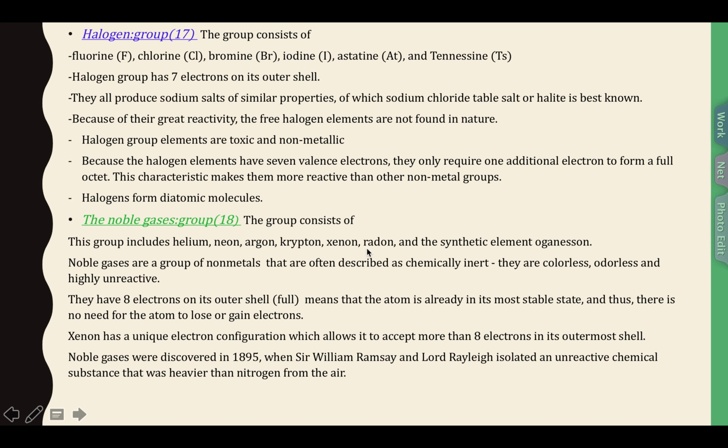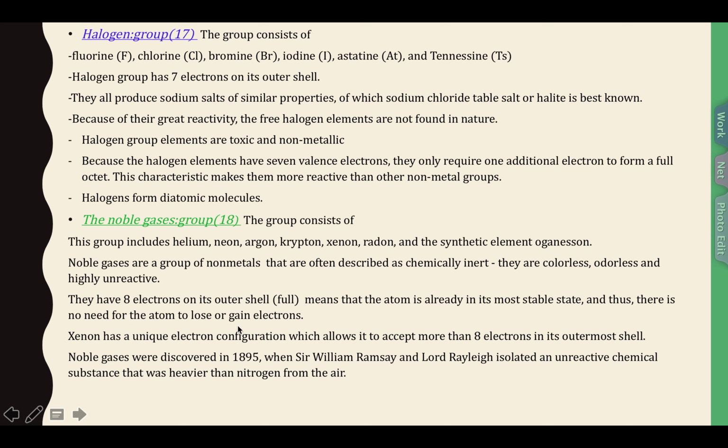The noble gases are colorless, odorless, and highly unreactive. That's why we can find them in nature, all found in the air. They have 8 electrons in their outer shell, so that means it's full, which means the atom is already in its most stable state. There is no need for atoms to lose or gain electrons because they already have 8 electrons.